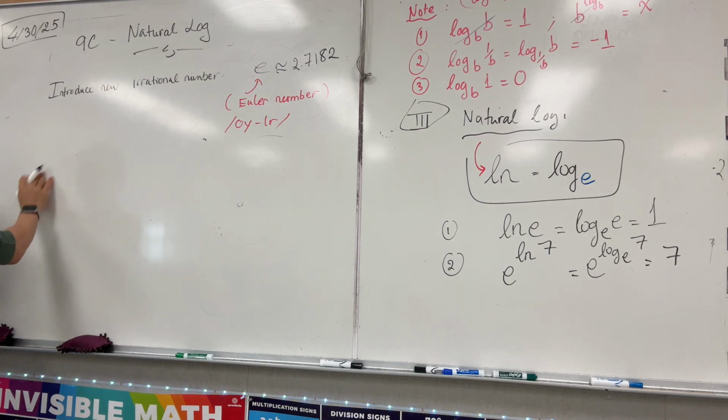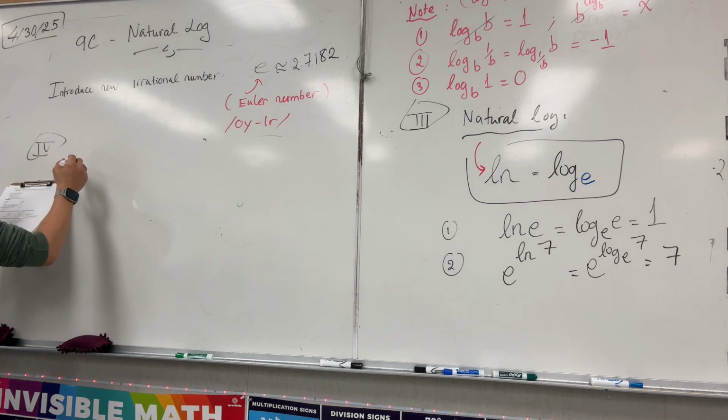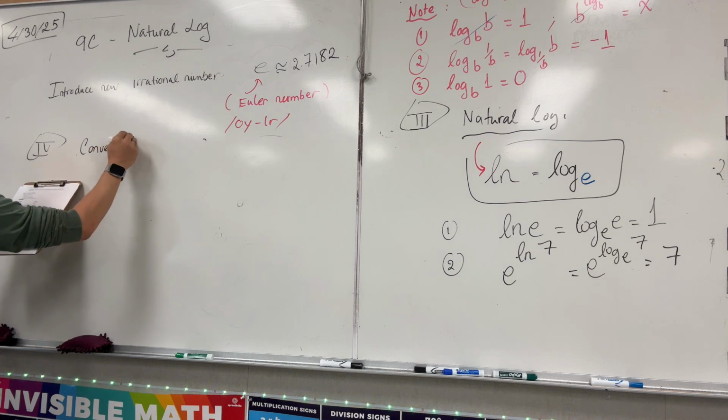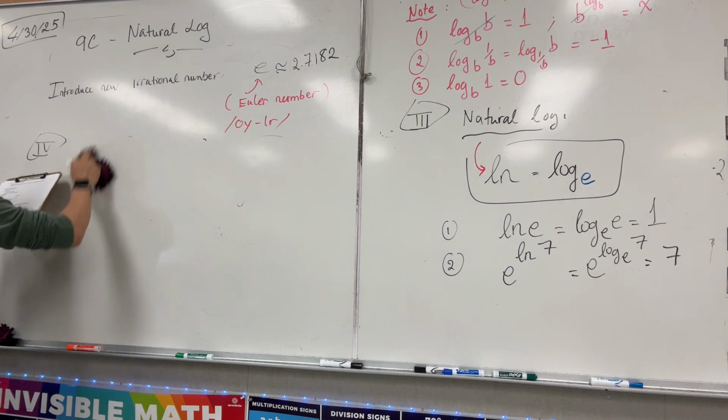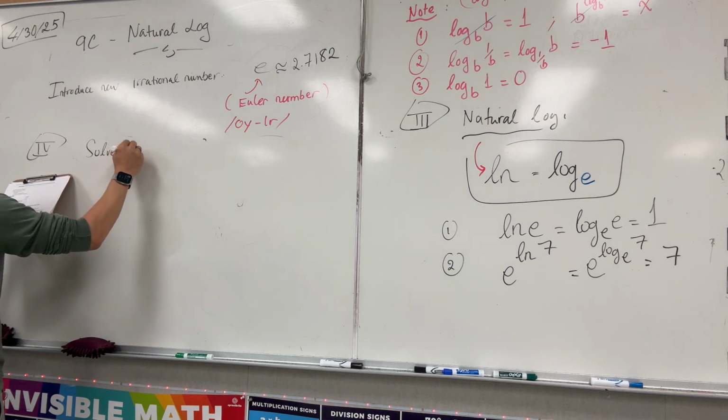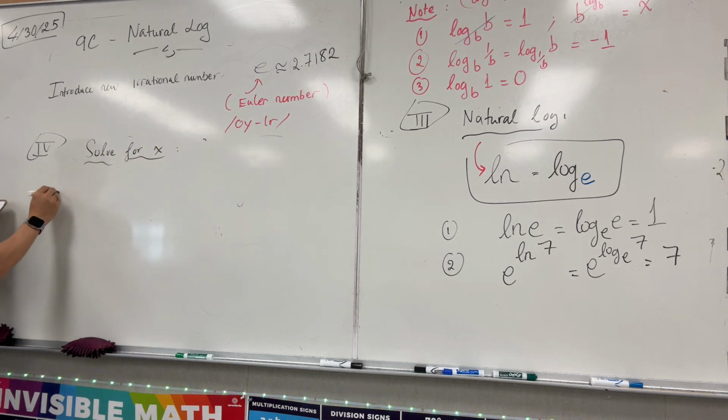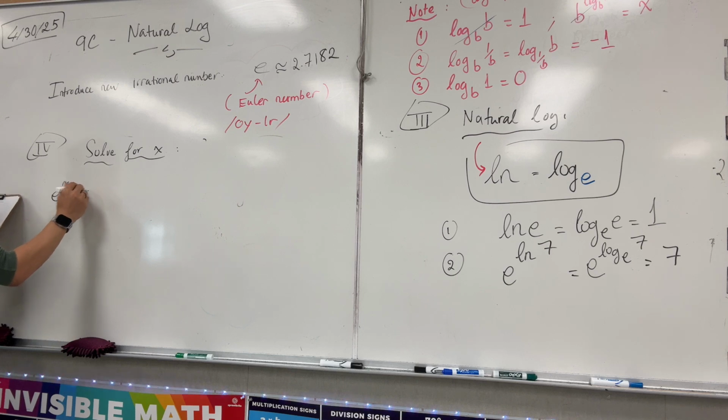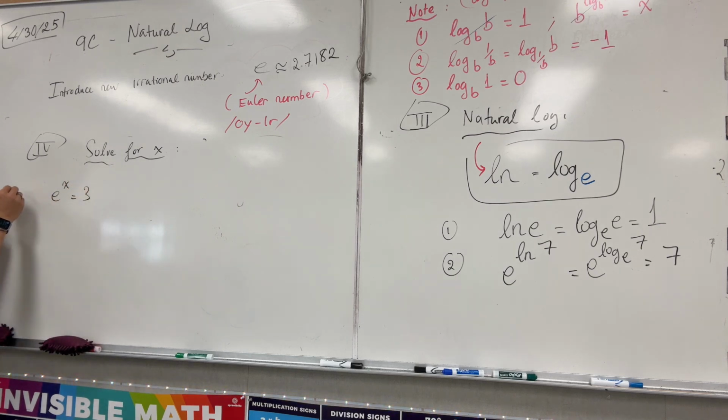Now part 4. Six parts, but only 2 and 3 like this. See? Part 3 only 2. So convert. What is the number of the sample? 6. All right, how do you solve for x here?